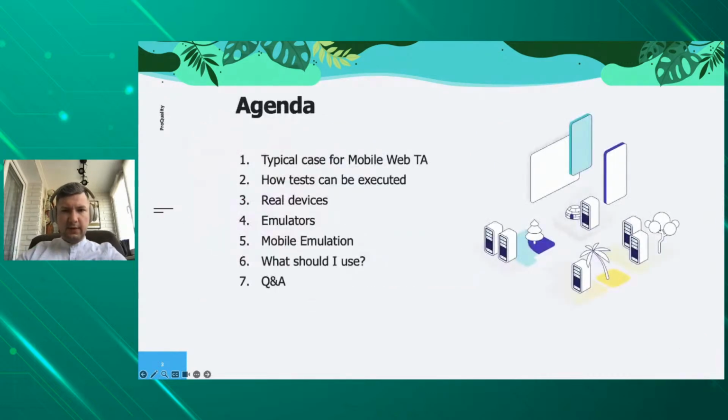Okay, here it is. So here's our agenda. As you can see, I plan to go through the typical phases which usually happen when people need to choose how to run their autotests for mobile web automation. Of course, in some projects there can be additional steps, but in general, people usually go this way in some particular order.